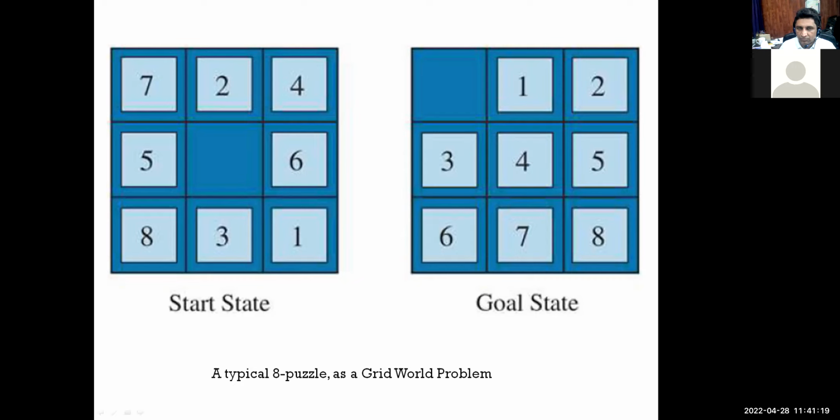9 into 8 factorial, I think. 9 into 8 factorial, is that enough, or do you have to do more? Because the blank tile could be placed in any one of the 9 positions. So there are 9 possibilities, and once it is fixed, we need an arrangement of all these tiles, which we can do by 8 factorial. Excellent. Yes. So 9 into 8 factorial is the number. You can imagine that this number is huge, right?